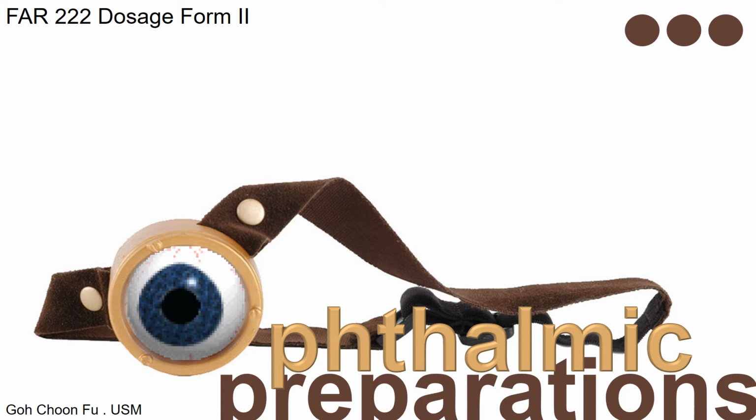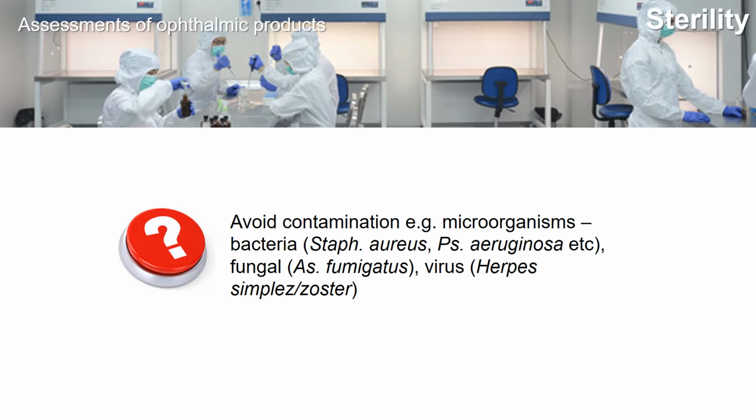Hi everyone, welcome to part 3 of the flipped classroom lecture on ophthalmic preparations. This video lecture will continue to discuss several important aspects in formulating ophthalmic products. Aside from the demonstrable efficacy of the product, as we discussed before from various aspects of formulation, sterility is the most important issue given the route of administration of ophthalmics.